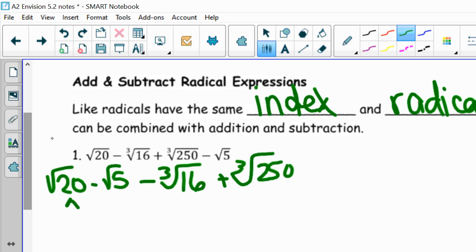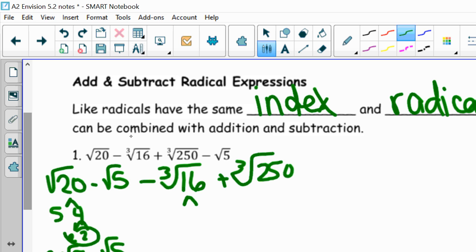So I'm going to do a factor tree on 20. So it's 5 and 4, 4, 2 and 2. So this is really 2 square roots of 5 minus the square root of 5. Now those are alike, I can actually combine those. So now we're going to come over here and do the same thing with the cube root of 16 and the cube root of 250.